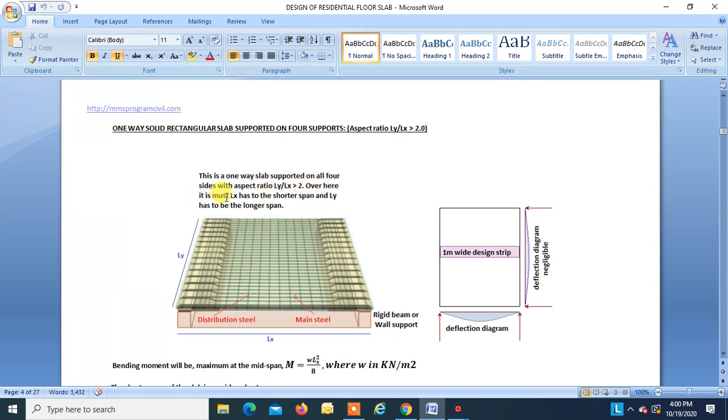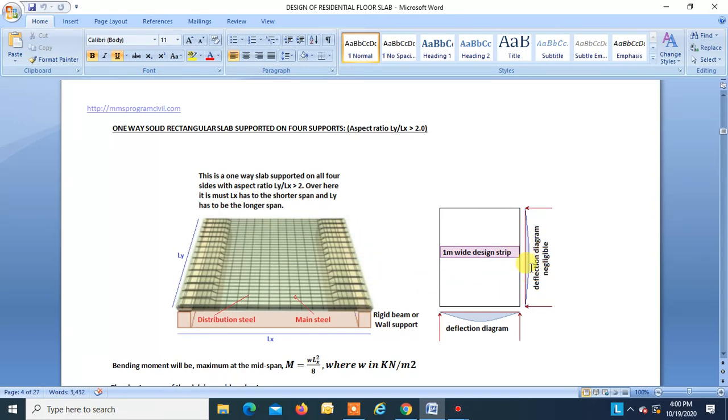Over here, it is a must that Lx is the shorter span and Ly is the longer span. Lx and Ly matter here. Ly has to be the longer span, Lx has to be the shorter span. Again, this is the deflection diagram over here.